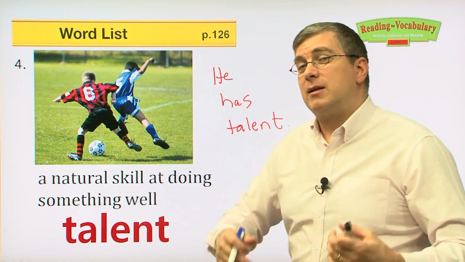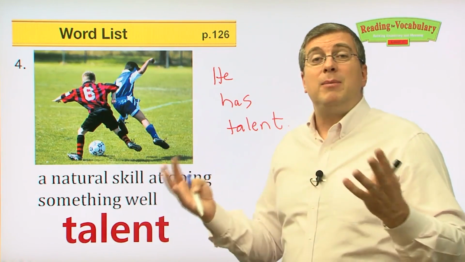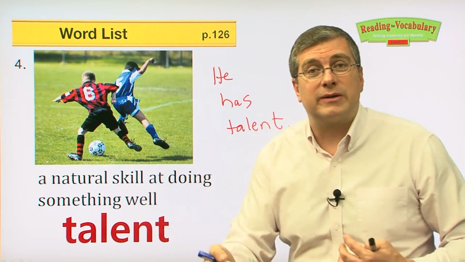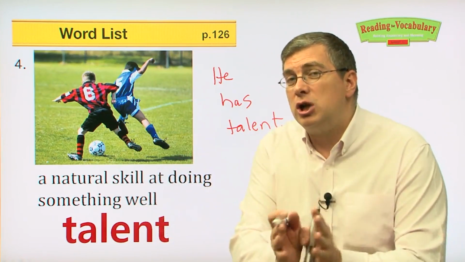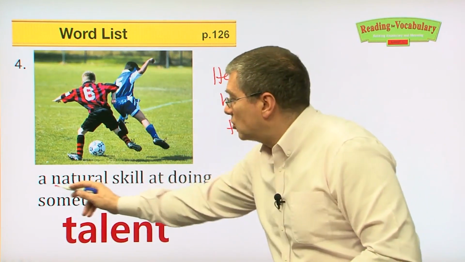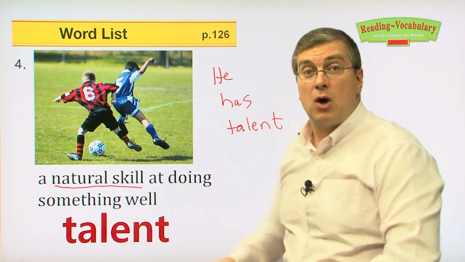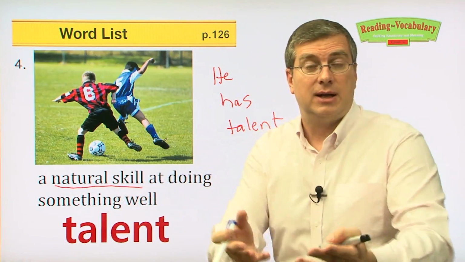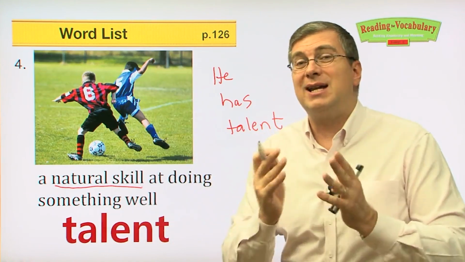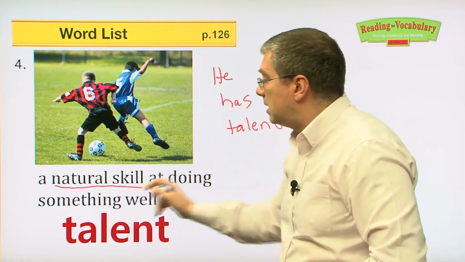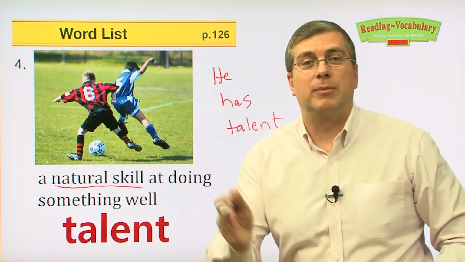Maybe you're good at playing a musical instrument. Maybe you're good at playing the piano. Maybe you're good at telling stories. Maybe you're good at speaking other languages. If you're good at something, if you have a natural skill at doing something well, you have talent. What is your talent? Right? Try many different things. Find your talent. Find out what is your natural skill at doing something. Everybody has talent at doing something well.